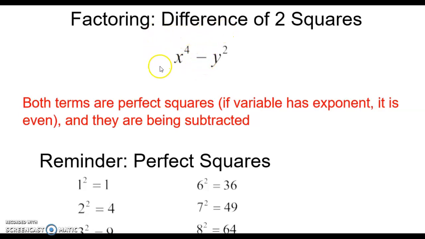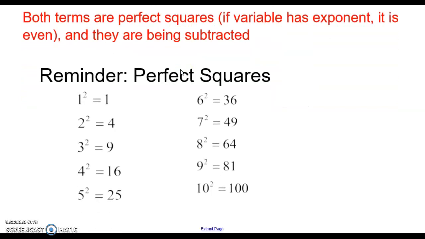So what does it mean to be a perfect square? First of all, if it's a variable with an exponent, that exponent needs to be an even number. As long as that exponent is an even number, then that is a perfect square. So yes, the number 4 is a perfect square. The number 2 is not, but y to the second is a perfect square.